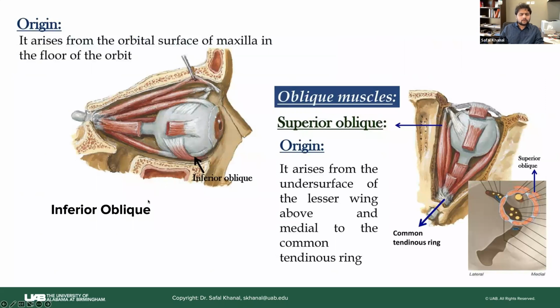Here's your inferior oblique, which arises from the orbital surface of the maxilla in the floor of the orbit, and goes back, attaching just behind the equator. Here's your superior oblique muscle. It arises from the undersurface of the lesser wing of the sphenoid, goes medially, and then turns around through the trochlea and attaches just behind the equator here.